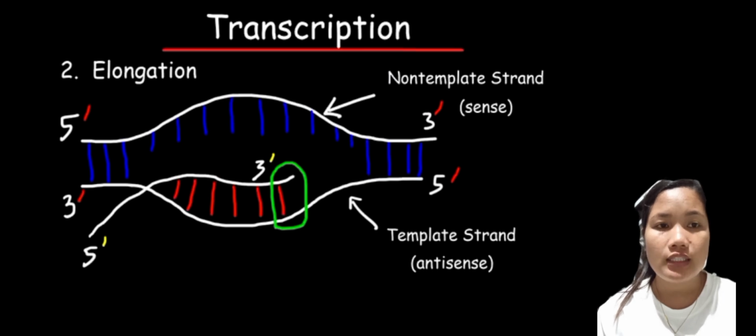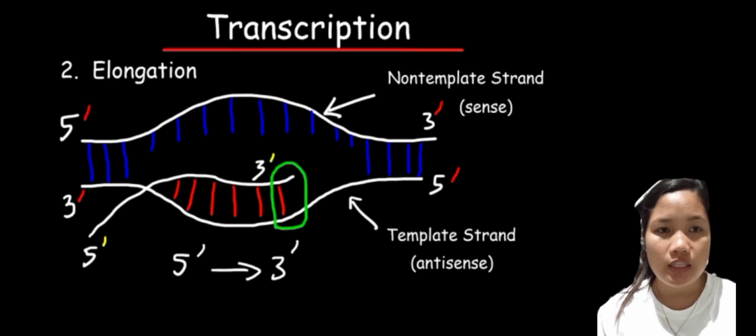The next thing that RNA polymerase does is cause the two DNA strands to separate, and during elongation, it begins to add nucleotides to the growing mRNA strand that we see here. Thus, RNA polymerase synthesizes mRNA starting from the 5' end going to the 3' end. However, RNA polymerase reads the DNA strand in the 3' to 5' direction.